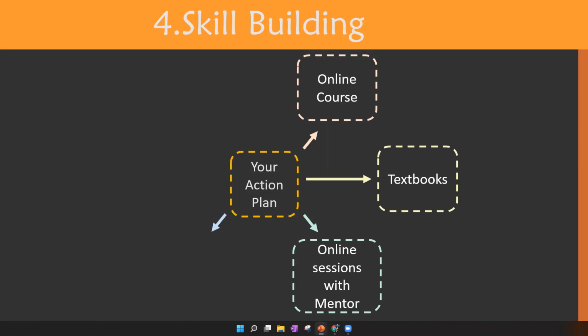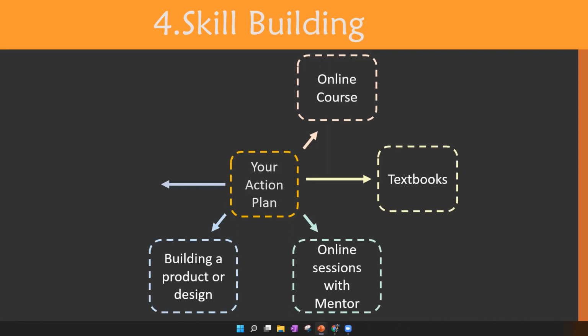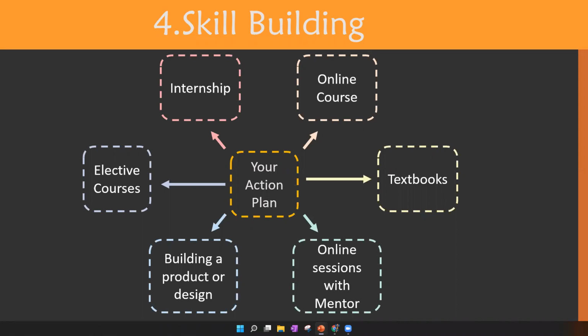And you can also do some mini projects. You can build a product or do a design. You can learn hands-on, and you can also learn from your elective courses. You can pick courses which will give you new knowledge, right? So that is another very good way to learn something new. And finally, a very direct way of getting that experience that the industry is looking for is to do an internship.